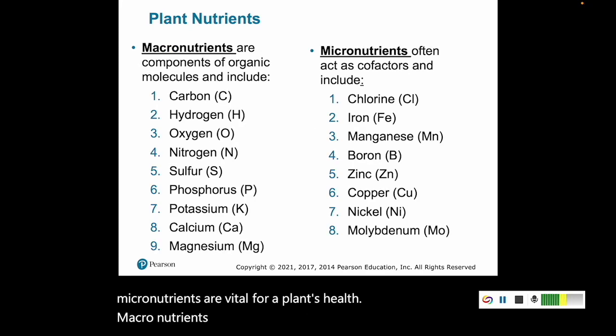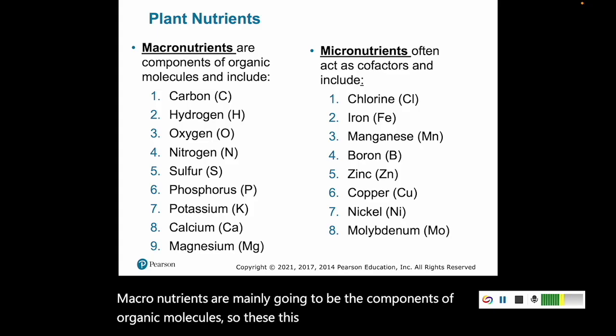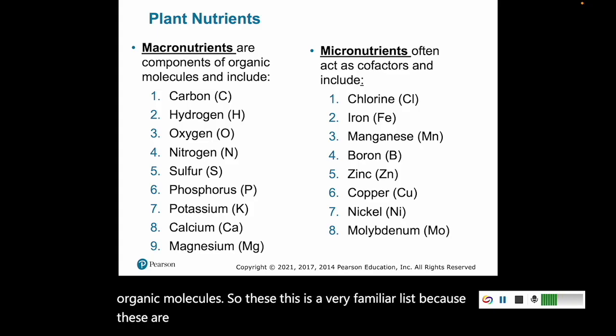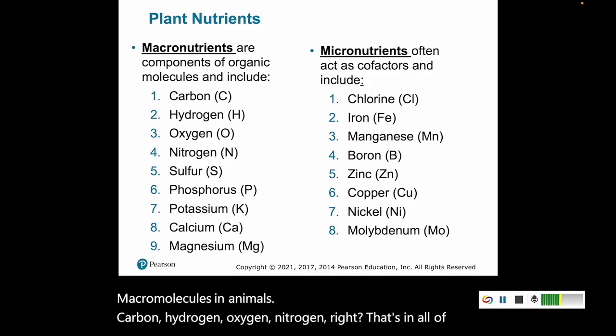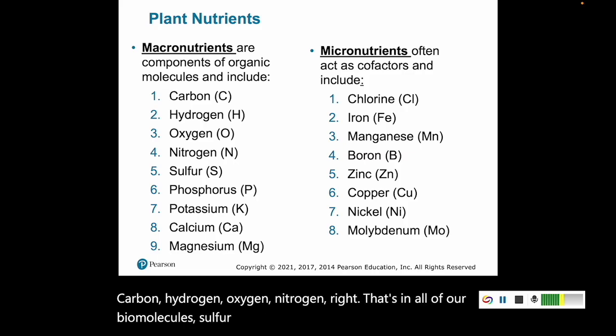Macronutrients are mainly going to be the components of organic molecules. So this is a very familiar list because these are the same things that it takes to create macromolecules in animals. Carbon, hydrogen, oxygen, nitrogen, right? That's in all of our biomolecules. Sulfur, phosphorus, potassium, calcium, magnesium.